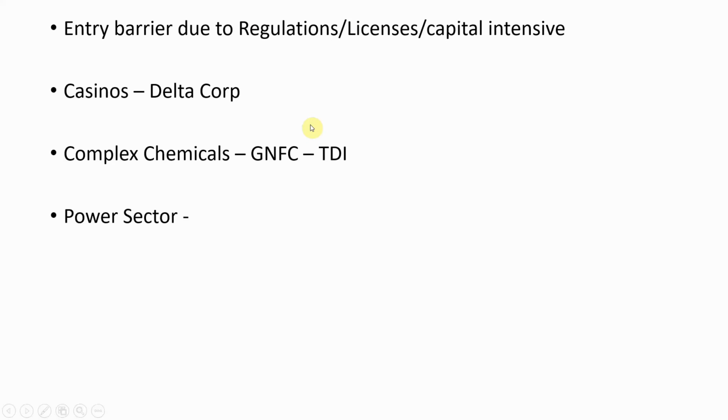And the last but one is entry barrier. So, what are these entry barriers? Either regulations, like the government is very strict, they don't give out licenses, or it is capital intensive, right? So we'll understand what exactly I mean by barrier to entry.